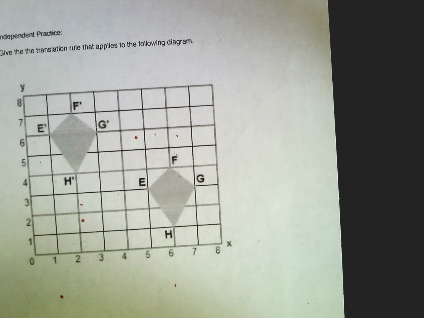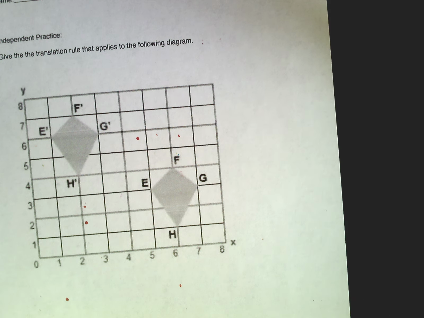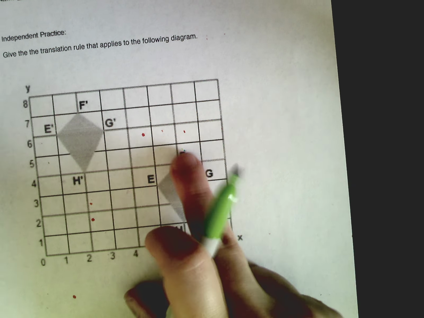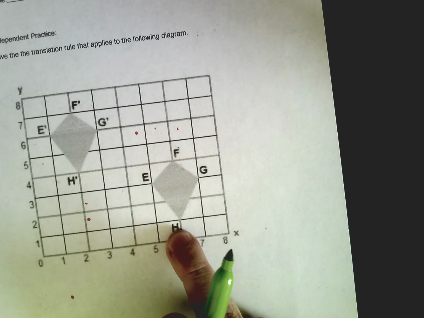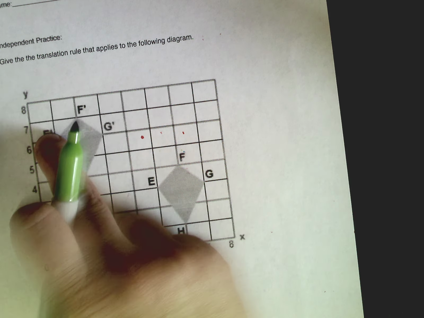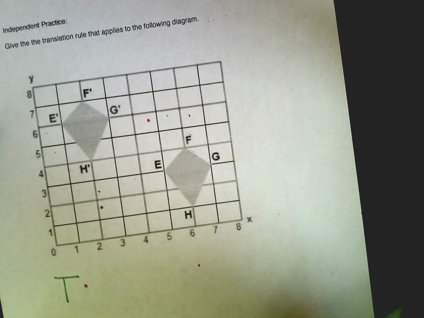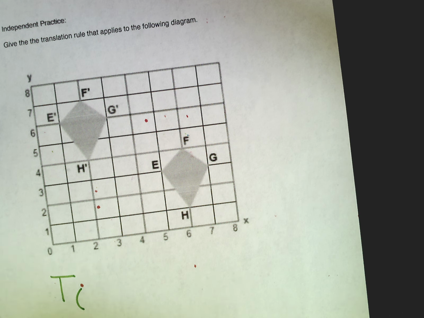Okay, so I have triangle EFGH, and it's going over and it's becoming E prime, F prime, G prime, H prime. So, what is the translation rule that is going to apply to this? Okay, well, let's see how this works.